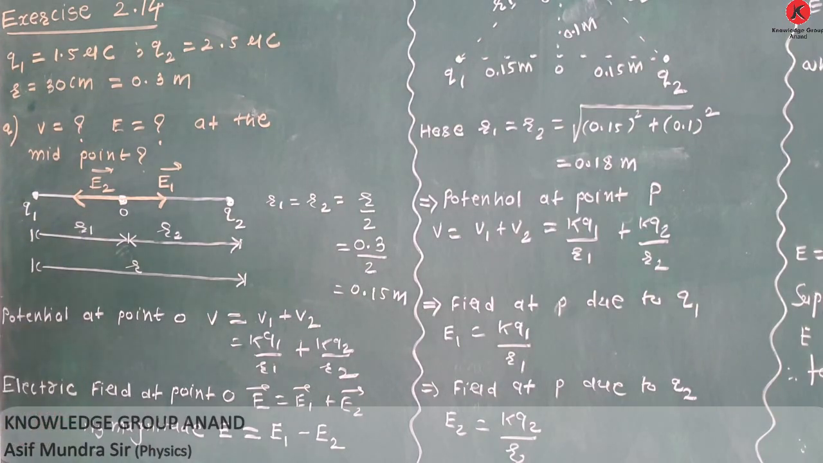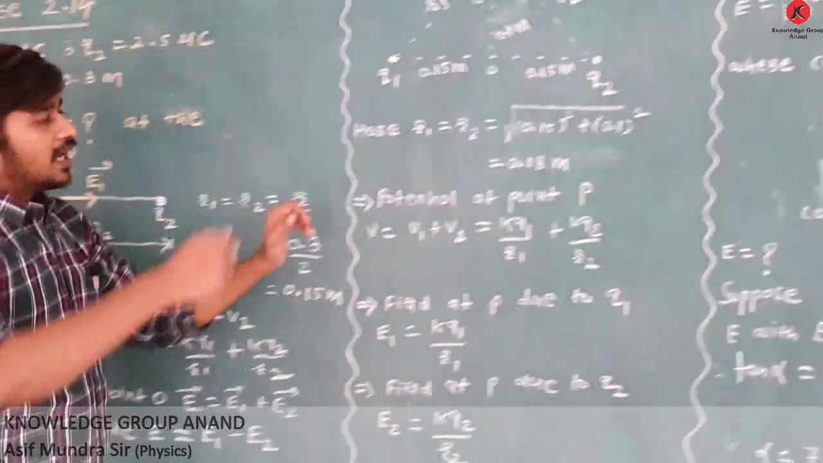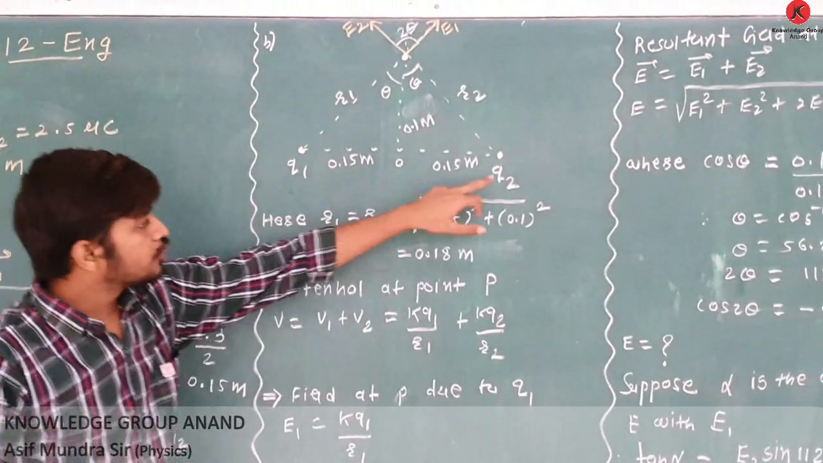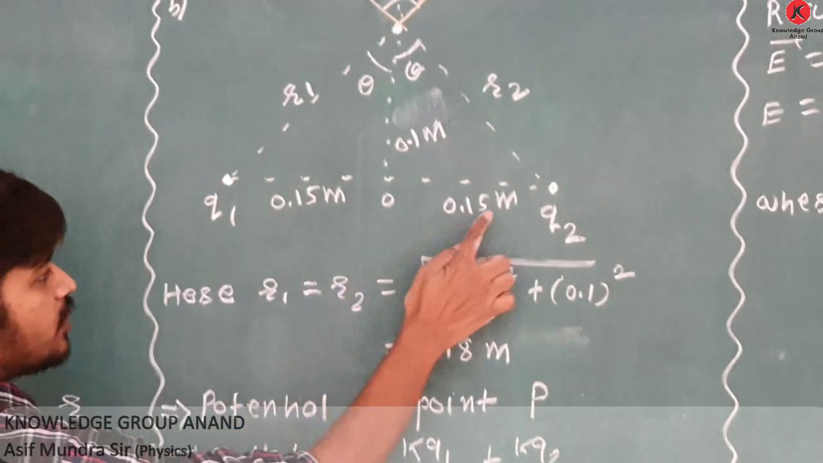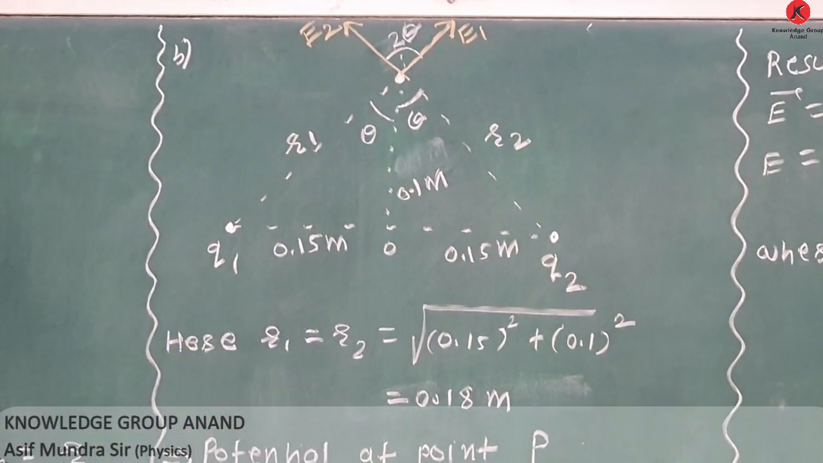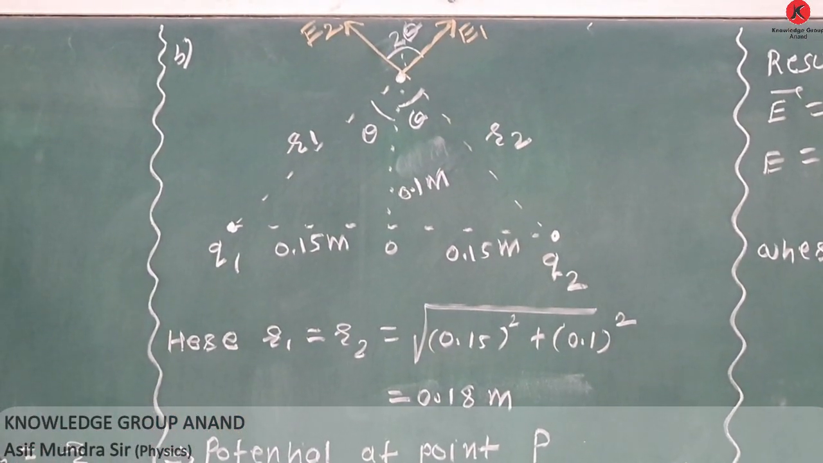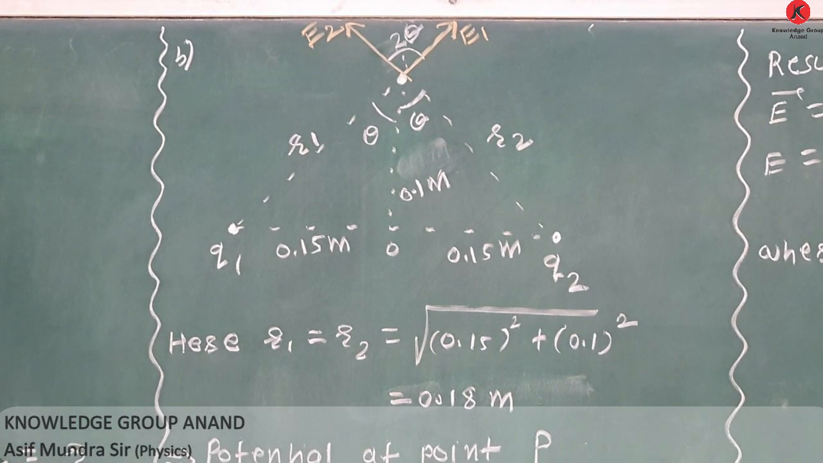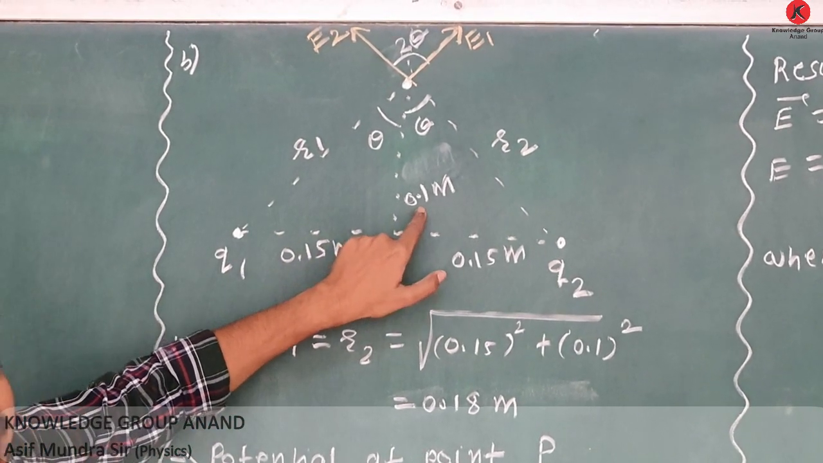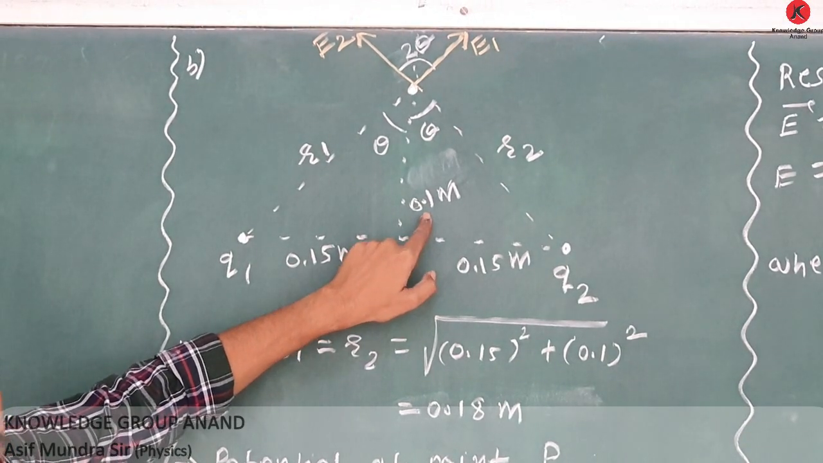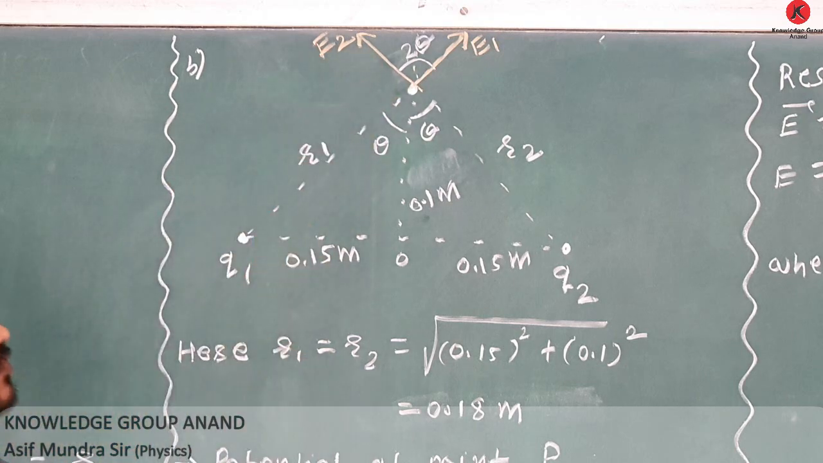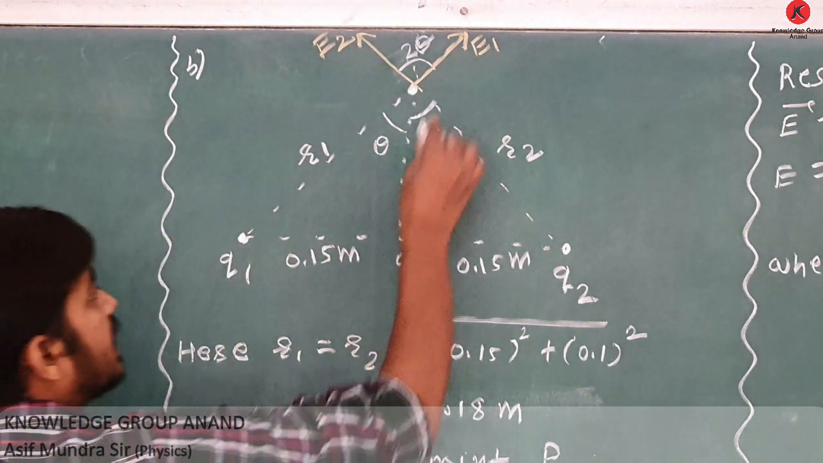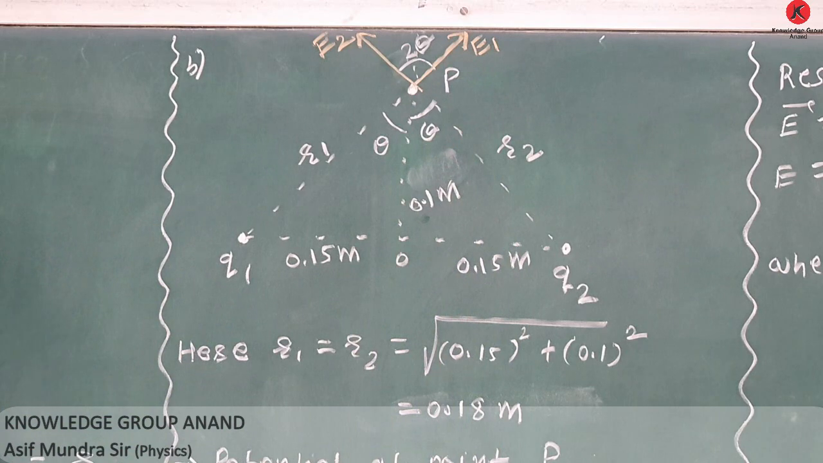What is question B? See, again Q1, Q2 charges, midpoint O. So this distance is 0.15 meter, it is also 0.15 meter. Now you have to find the electric potential and electric field at a distance of 10 centimeter, 0.1 meter, on the perpendicular bisector at this point. Let it be named P. Okay, at point P, you have to find the potential and field.